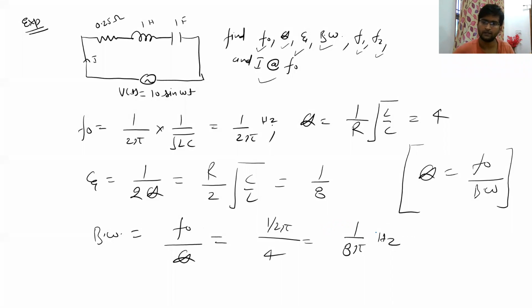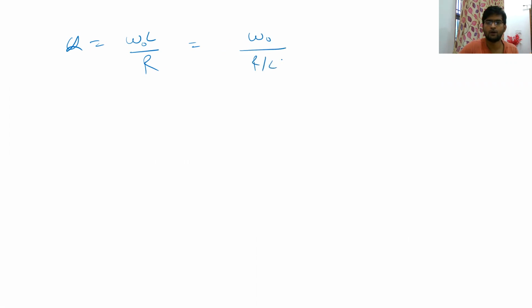I think I had missed telling you this particular relationship, so let me tell you first. You already know that Q is equal to omega L upon R, right? And this omega is your resonant frequency, so you can write it as omega naught upon R upon L. And we just saw that R by L came out to be our bandwidth, omega 2 minus omega 1. This is nothing but your bandwidth.